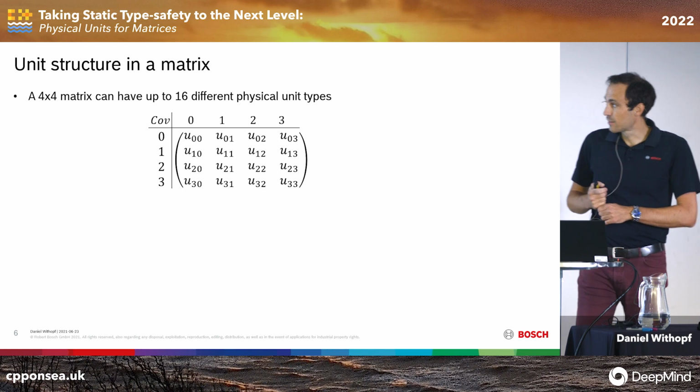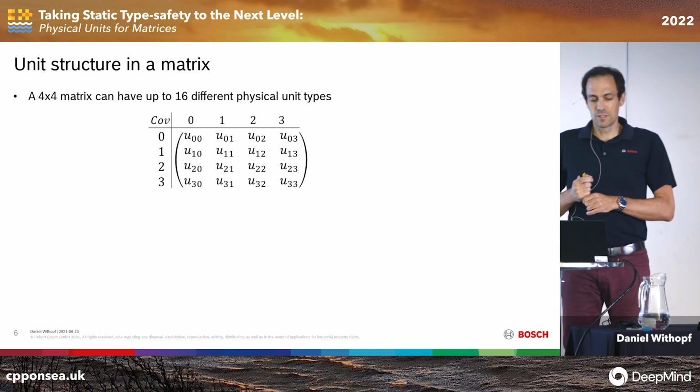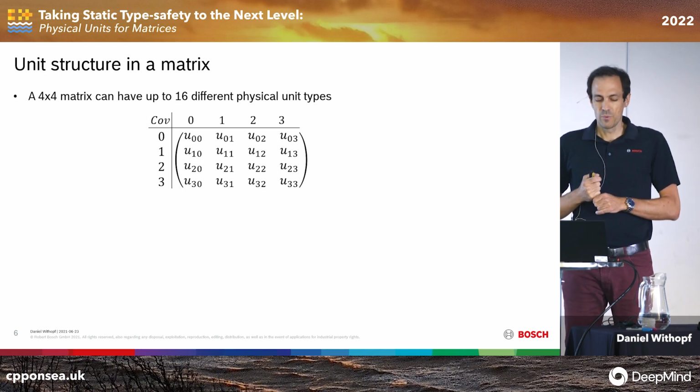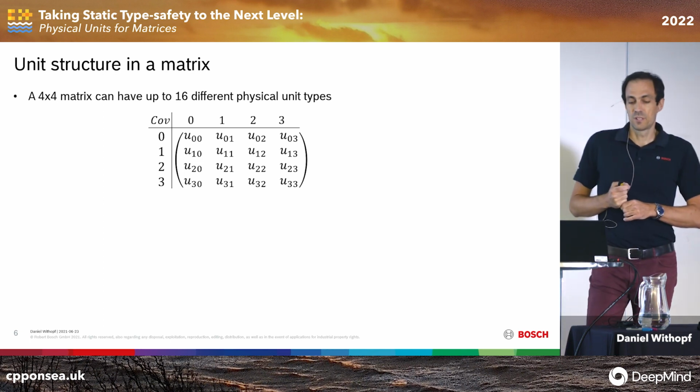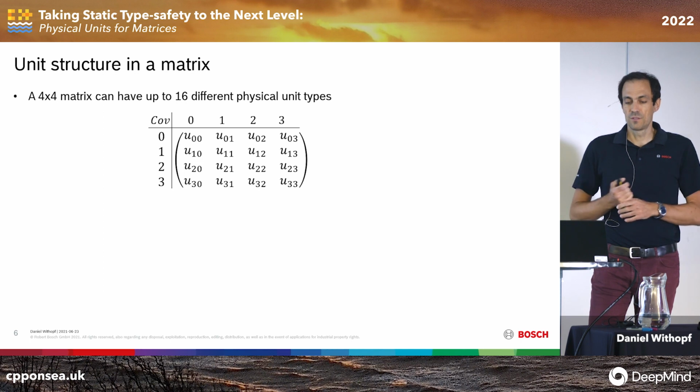Plus, we also see here on the next slide that it's a little bit different. So it's not a tuple with n elements. So in this slide here, we have a 4x4 matrix. And such a matrix can, in theory, have up to 16 different physical units inside it. So now imagine a 10x10 matrix with 100 physical units. If you want to have a tuple with 100 elements, it gets really complicated.